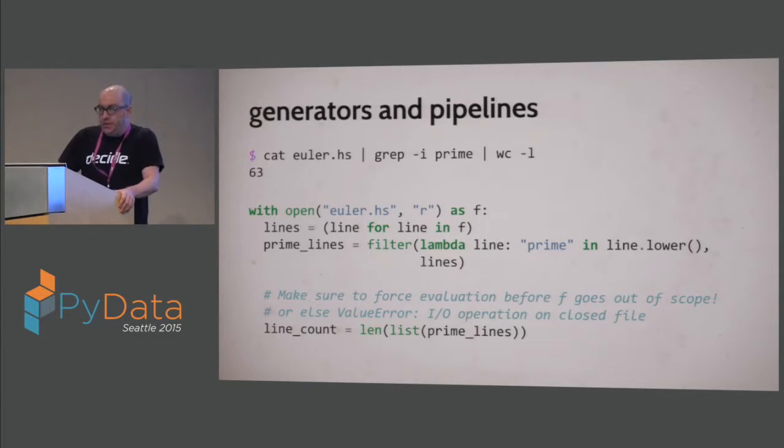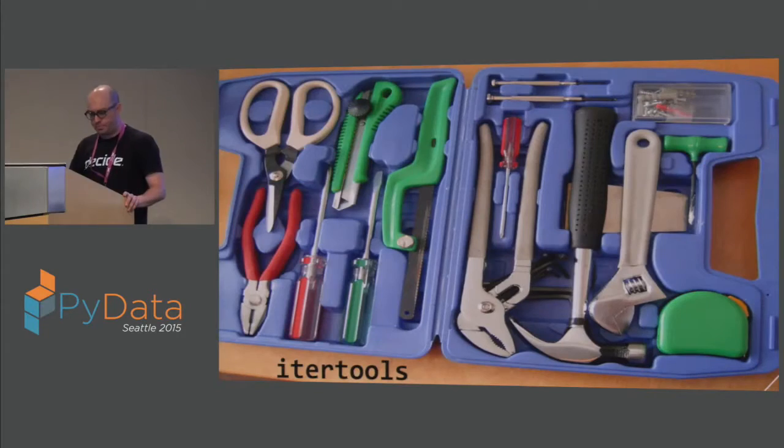One way to think about these is in terms of pipelines. So if you're using Unix and you want to see how many times in my project Euler Haskell file I've used the word prime, you can cat it and then pipe it into a grep and then pipe it into a word count. You could do something similar in Python: open the file, lazily get all the lines, lazily filter all the lines that have prime in them, and then not lazily count them. And in this particular sort of situation, you have to be careful. If you let that f go out of scope before you actually force the evaluation, then you'll get an error. And we won't do any more of this.